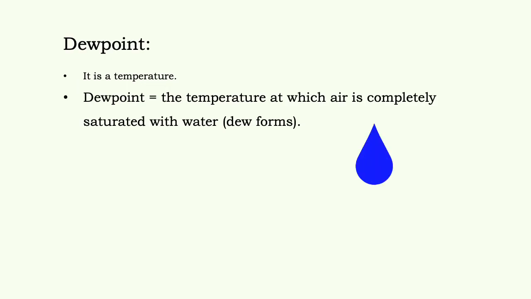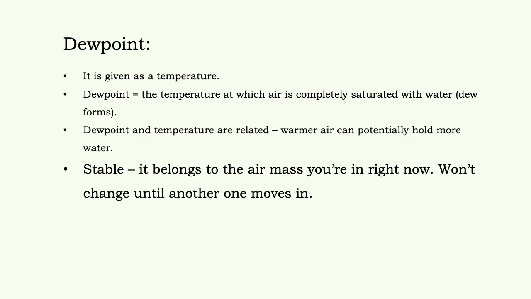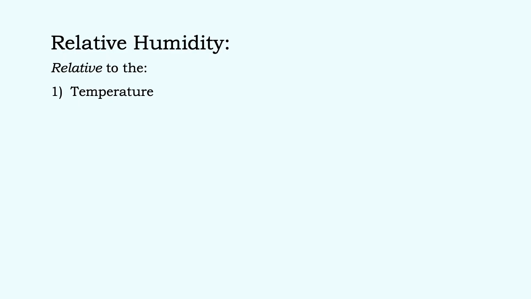It's the temperature at which air is completely saturated with water when dew forms. Dew point and temperature are related. Warmer air can potentially hold more water. Dew point is stable. It belongs to the air mass that is around you right now, and it won't change until another one moves in.